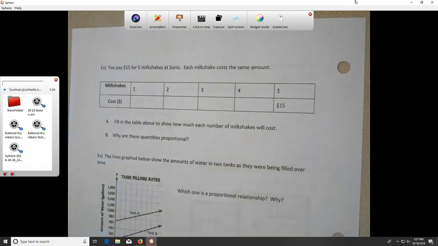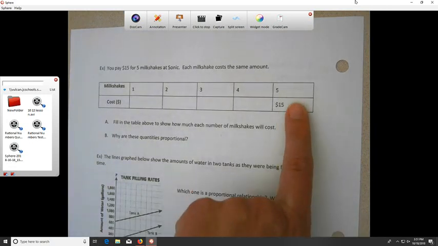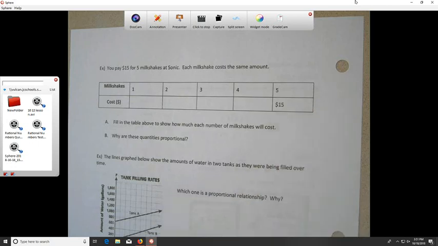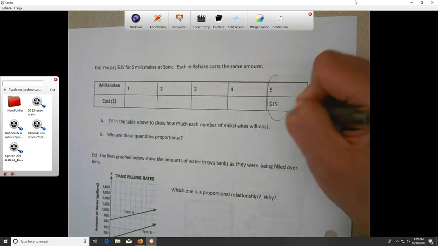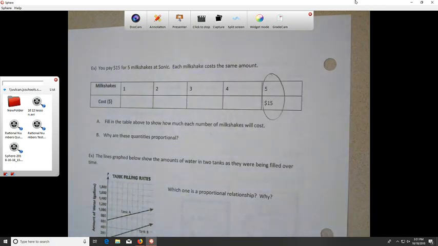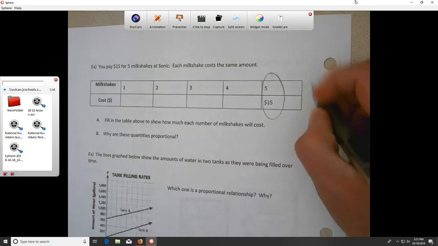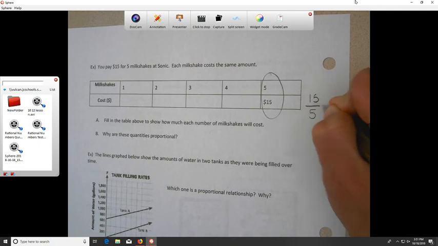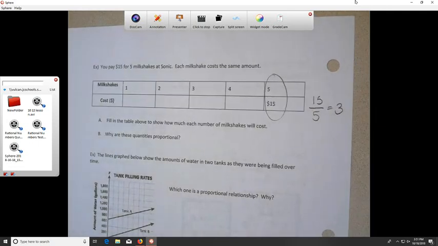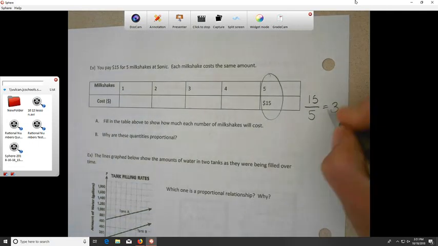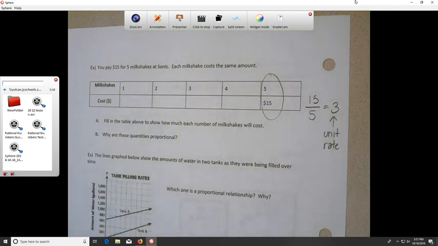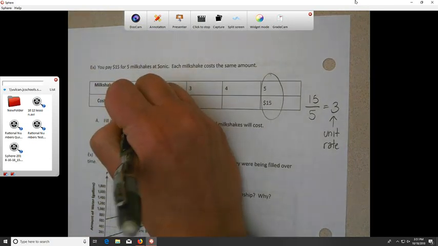Well, if I look at the table, the only point that I know is this last one, which is that 5 milkshakes cost $15. So if I take the one I know and I divide, that'll give me my unit rate. So I'm going to divide y divided by x. So 15 divided by 5, which is 3. That tells me that 3 is my unit rate. Each milkshake costs $3. It's the price for one. So one milkshake is going to be $3.